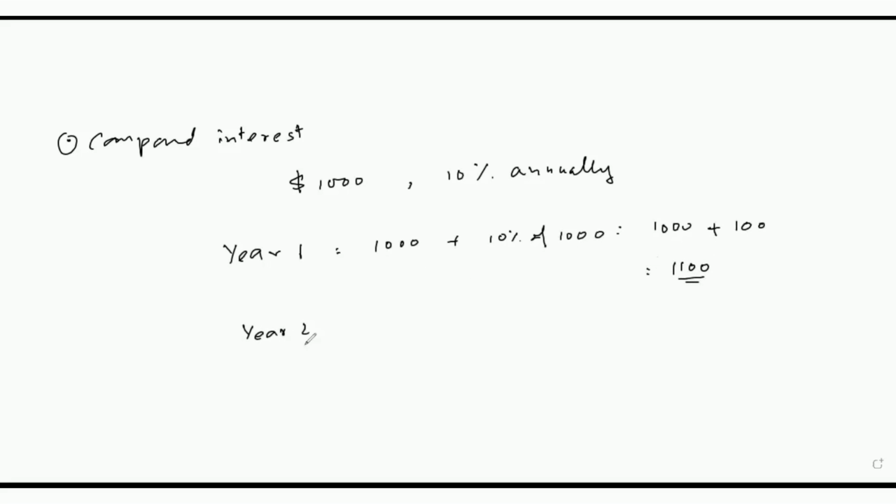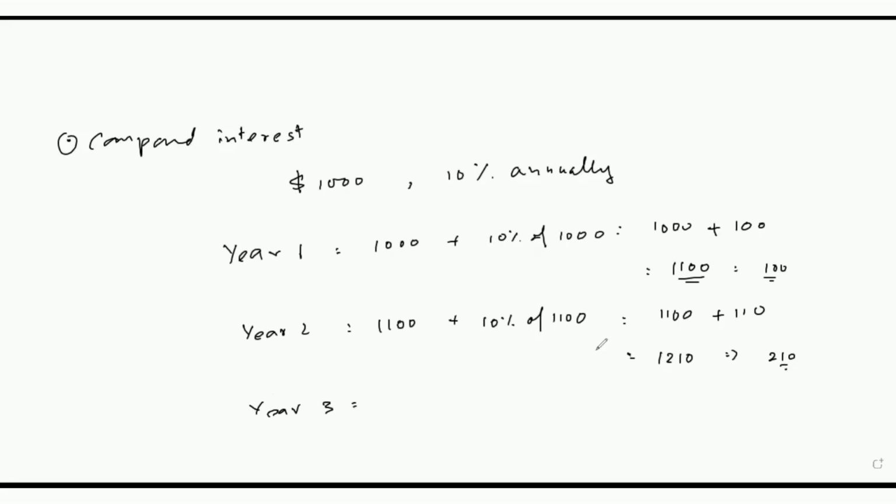Now year two, it's this number that becomes the new amount on which you earn interest. So it will be 1,100 plus 10% of 1,100. That's 1,100 plus 110, and that gives you 1,210. Note that the interest earned in the second year is $110, whereas the interest earned in the first year was 100.